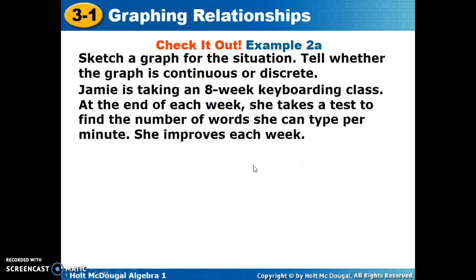I want you to check it out. Example 2A. Sketch a graph for the situation. Tell whether it's continuous or discrete. And then come back here and check your solution.